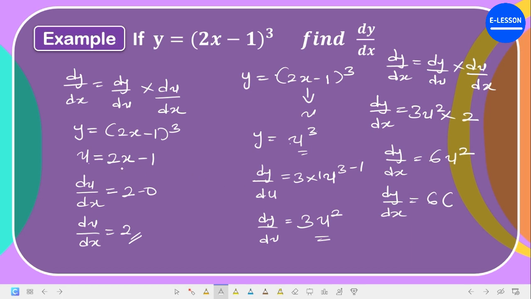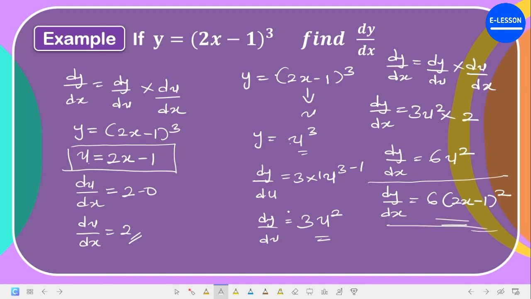What was your value for your u? We said let u be equal to what? 2x minus 1. So the value for u here becomes (2x minus 1) squared. And this is the final answer to this question.